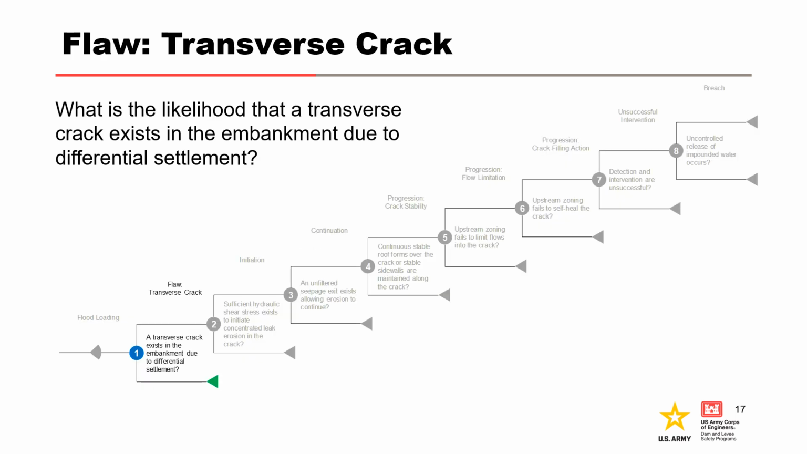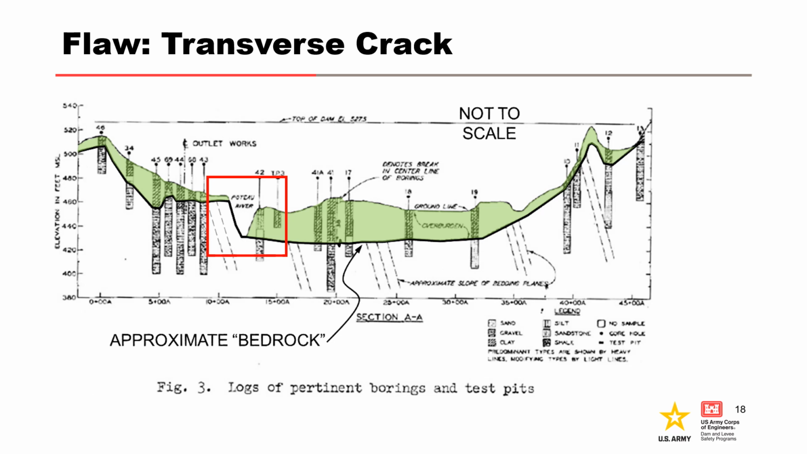Node 1. What is the likelihood that a transverse crack exists in the embankment due to differential settlement? This figure is a profile along the center line of the dam looking upstream. The heavy black line shows the originally interpreted top of rock surface. Some of the overburden was removed, but most was left in place as shaded in green. The light gray, angled dash lines depict the dip of the bedrock. The foundation profile in the red box will be examined more closely on the next slides.